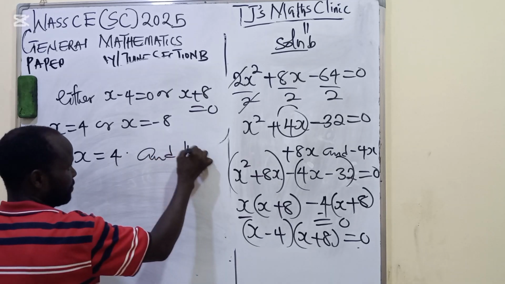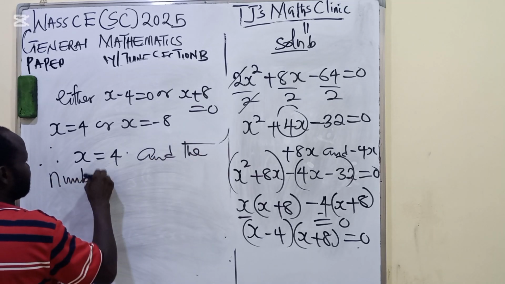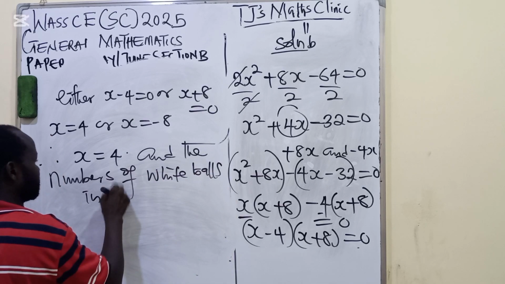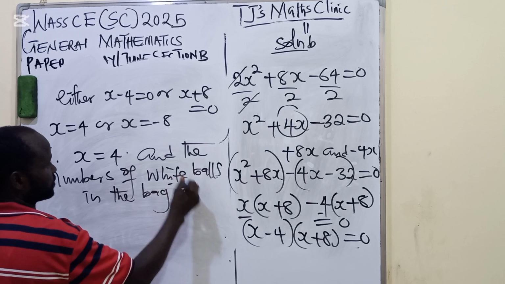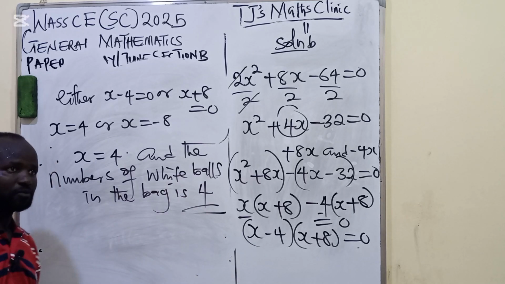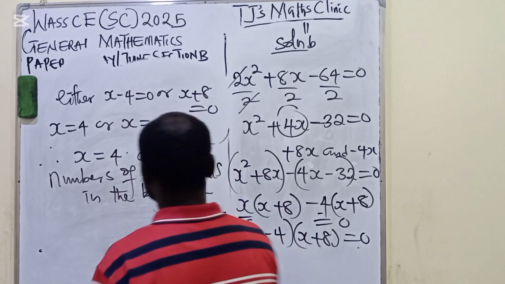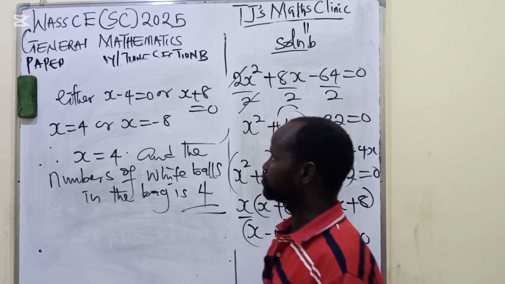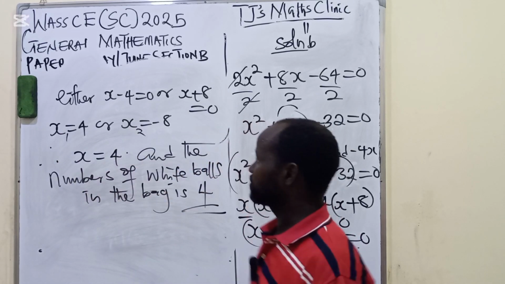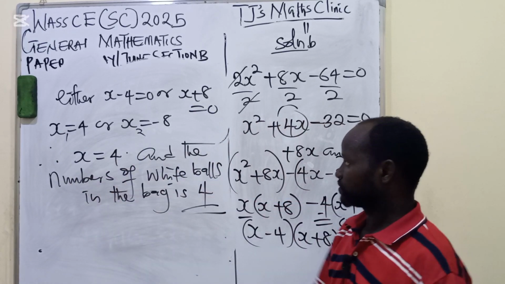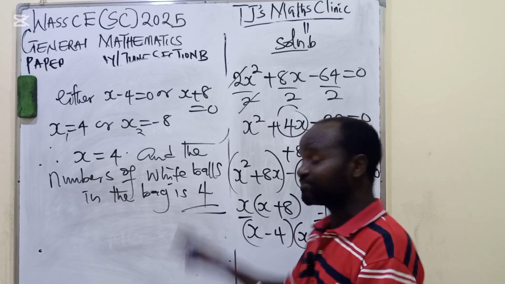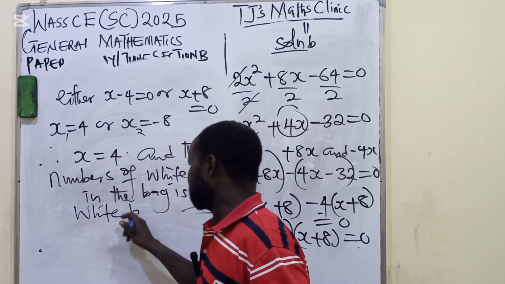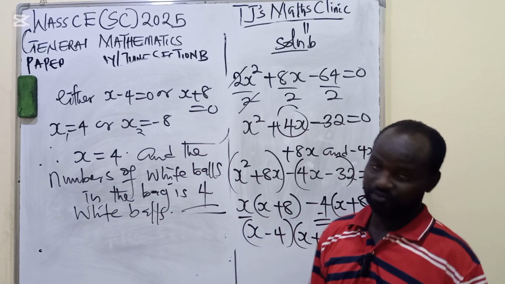And the number of white balls in the bag is nothing but what? 4. So there are 4 white balls in that bag. As I say, x cannot be negative because the number of balls cannot be negative. So we go for x equals to 4. This is x1 and x2. So therefore, x is nothing but 4. So we can deduce that the number of white balls in that bag is nothing but 4. 4 white balls. Very important. So this is said to be the solution to question 11.